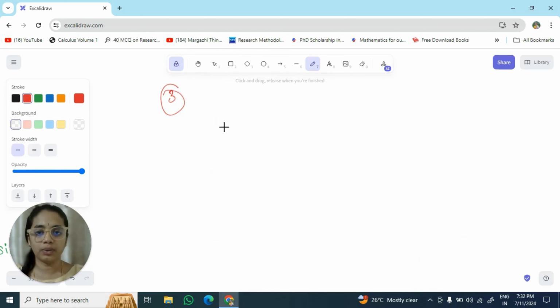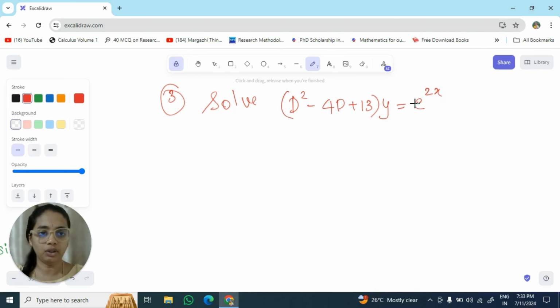Okay, let us move on to our next question. Yeah, so our third question says solve d square minus 4d plus 13 whole thing into y is equal to e power 2x.